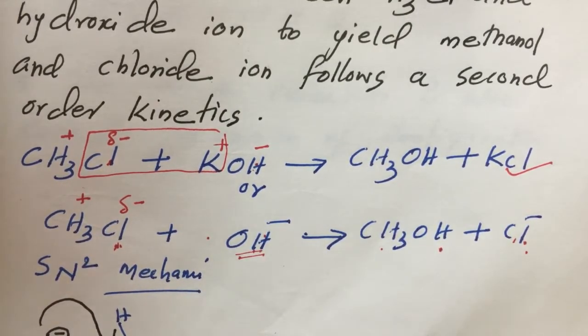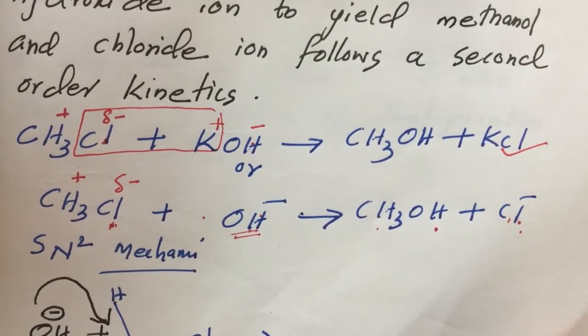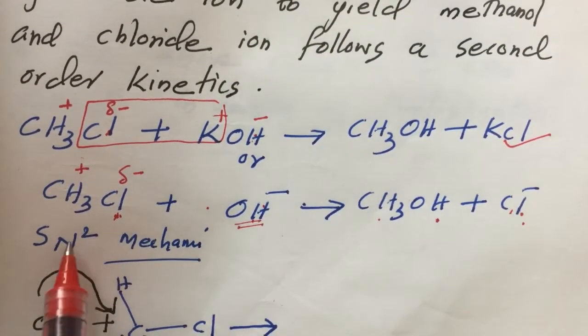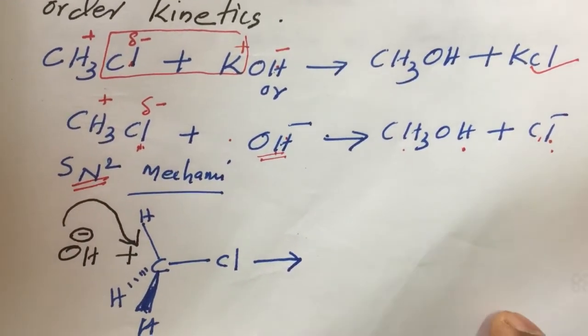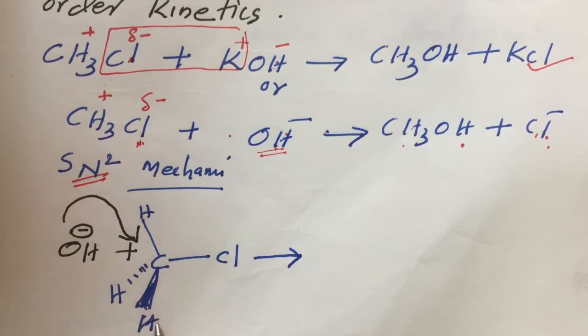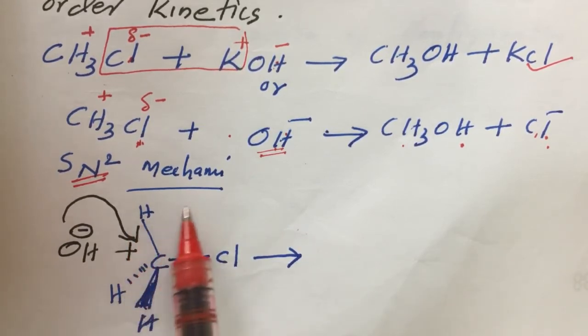Now, how can we explain the mechanism of this reaction? That mechanism is called the SN2 mechanism. Listen here. CH3Cl can be represented like this, a three-dimensional representation. The thick line indicates H projecting towards the observer, the dashed line indicates behind the plane, and these two lines are on the plane. So this structure gives a three-dimensional view of CH3Cl.